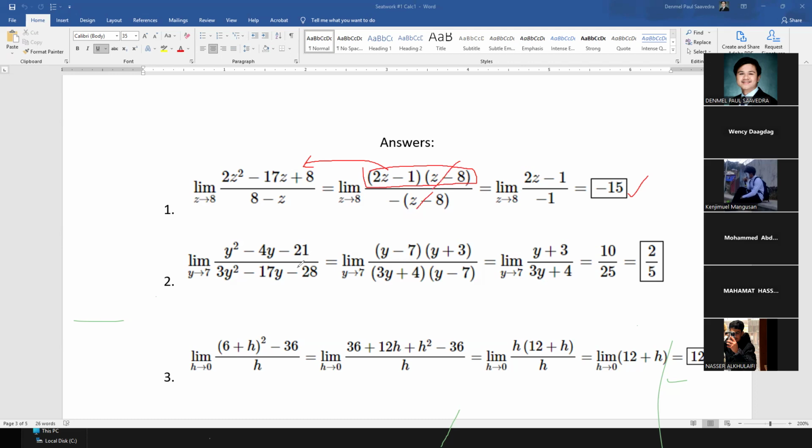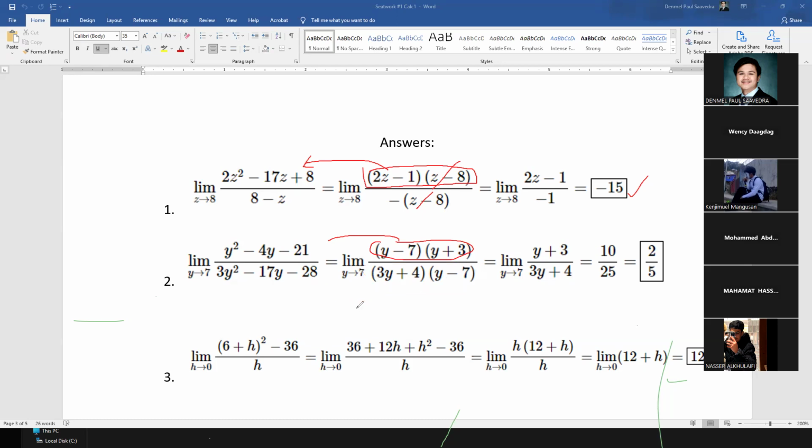Now for the second one, as you can see, we can still factor this out into y minus 7 times y plus 3, while the denominator we can factor into 3y plus 4 times y minus 7. You can test this if you want, of course. You can multiply these factors together and you will get the original expressions.